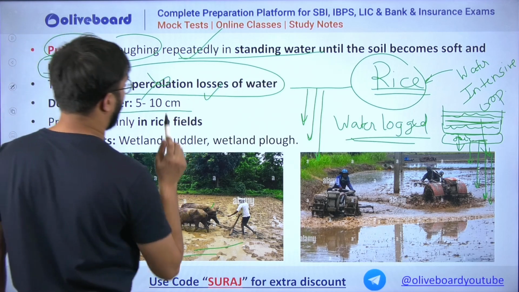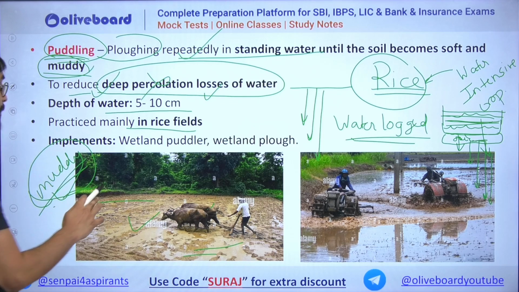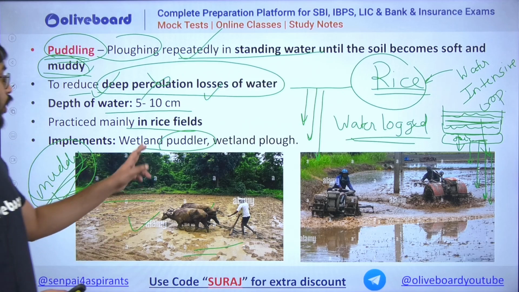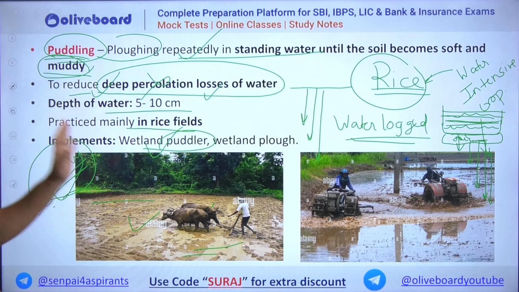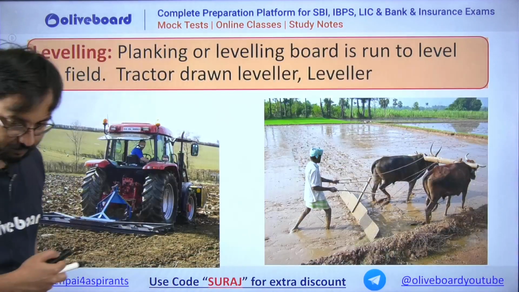Generally the depth of water is 5 to 10 centimeters. It is practiced more importantly in rice fields, and the implements which are used are called wetland plow or wetland puddler. Remember it very, very carefully. You could see the examples here.